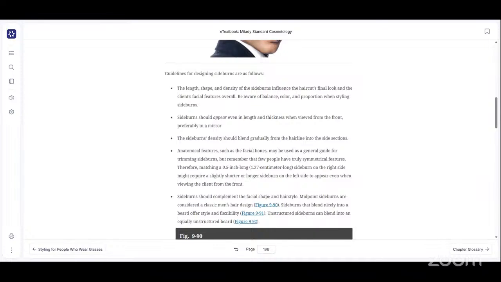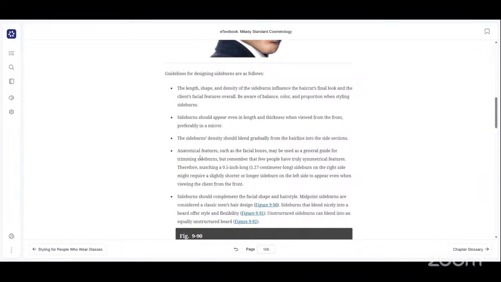That's how we make a beard. Okay. Guidelines for designing sideburns are as follows. Let's look at the sideburns density. That's the amount of hair per square inch, which should blend gradually from hairline into the side sections. And so this is where you don't have complete baldness in one area, but you have a blending of the haircut and also of the beard hair. If it was a lady, it would be a blend of the haircut only.